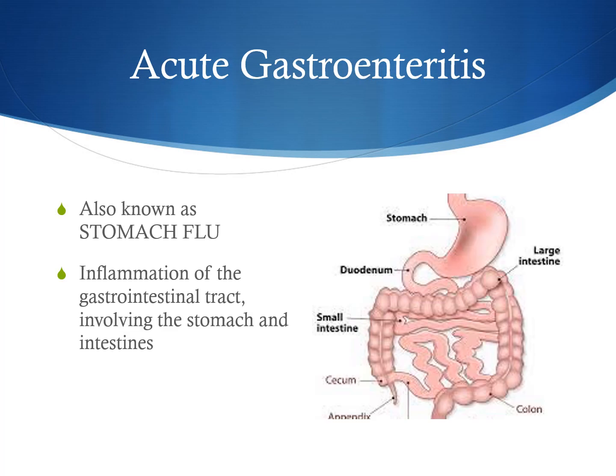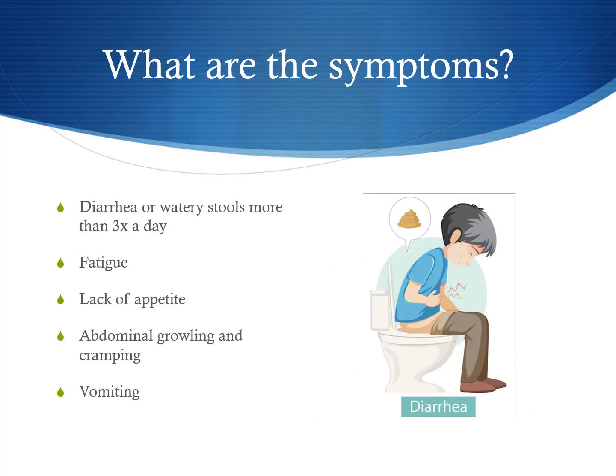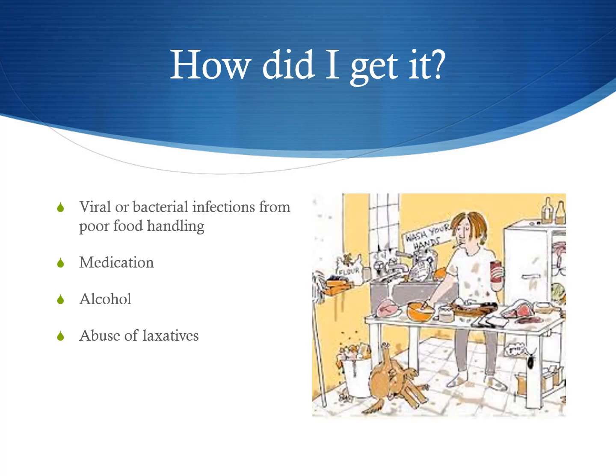So what is acute gastroenteritis? It is also known as a stomach flu, or inflammation of the gastrointestinal tract involving the stomach, as you can see in the picture on the right, and the intestines, whether small or large intestine. What are the symptoms of this disease? Number one, it is diarrhea or very watery stools more than 3 times a day. A person with acute gastroenteritis experiences fatigue, loses his appetite, experiences grumbling and cramping in the stomach, and vomiting of what he ingests.